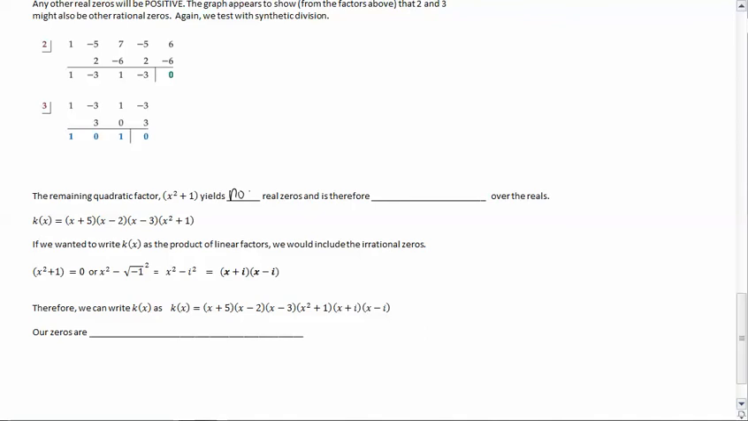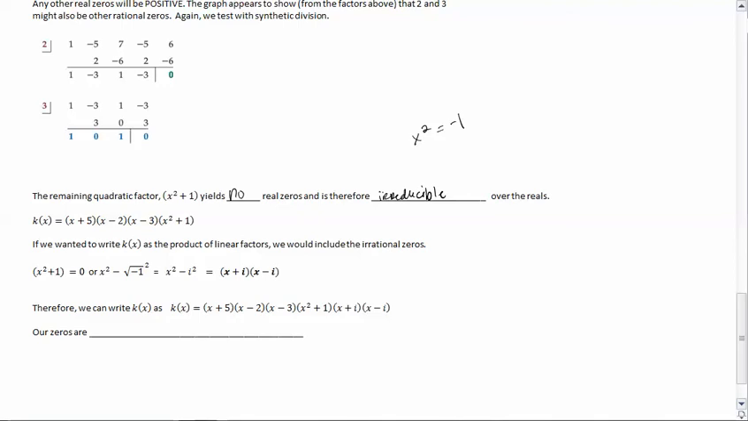That doesn't create any real zeros, right? Because if we set that equal to 0, we have x squared equals negative 1. We know there has to be an i in that equation. So we call this irreducible over the reals, which is just a fancy way of saying that last factor doesn't have any real zeros. So let's plug that in. We then have our factors as x plus 5 times x minus 2 times x minus 3, plugging in all our zeros, times x squared plus 1. So that is what we're going to get.